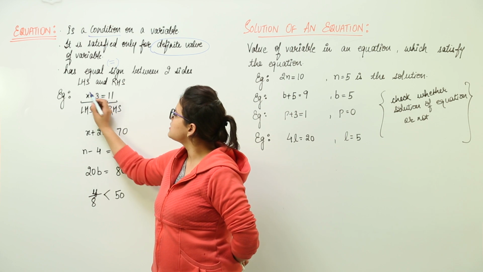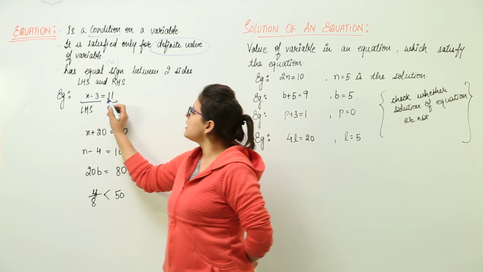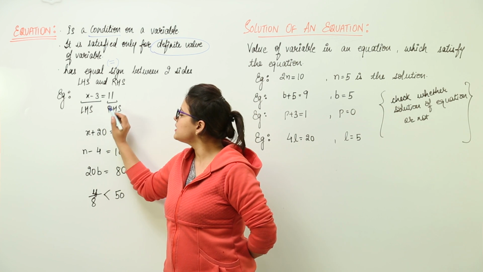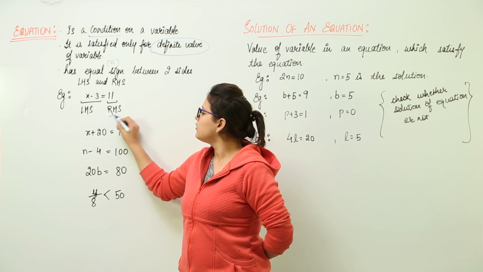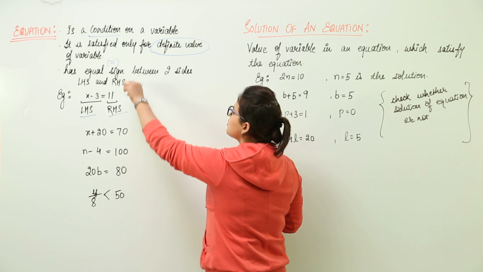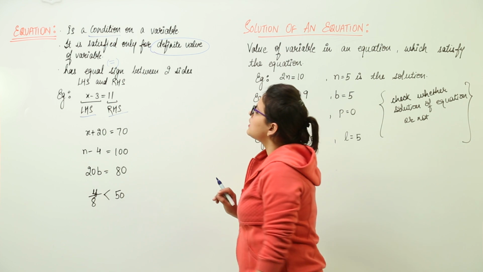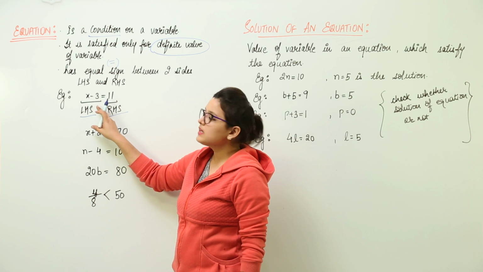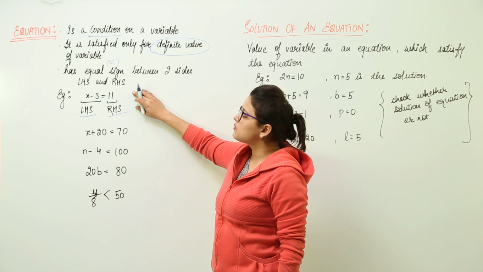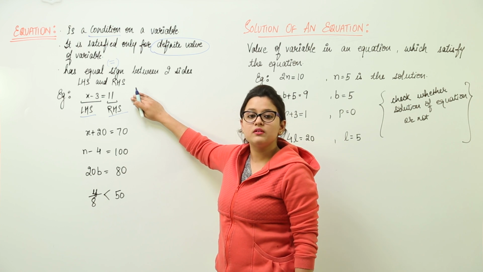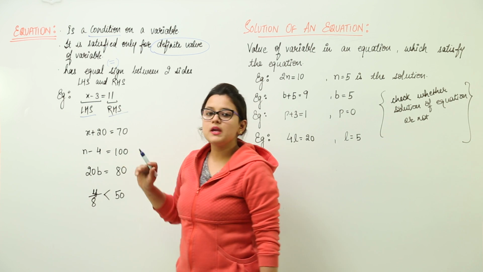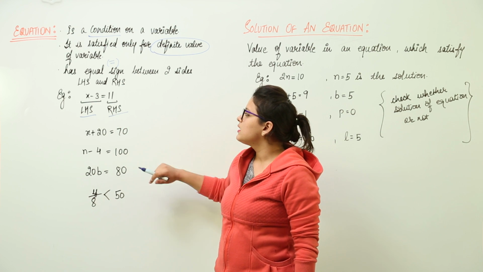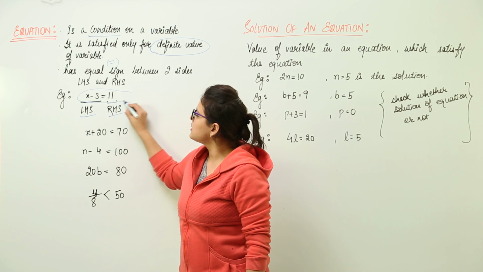Now this equation has a variable, and it has an equal to sign. To the left of the equal to sign we have the left hand side, and to the right of the equal to sign we have the right hand side. The first definition says it is a condition on a variable. Now the equation is making a condition for this variable x. This equation is satisfied for a definite value of x. x will have some fixed value for which this is going to be satisfied, right? So I have shown you what an equation is.